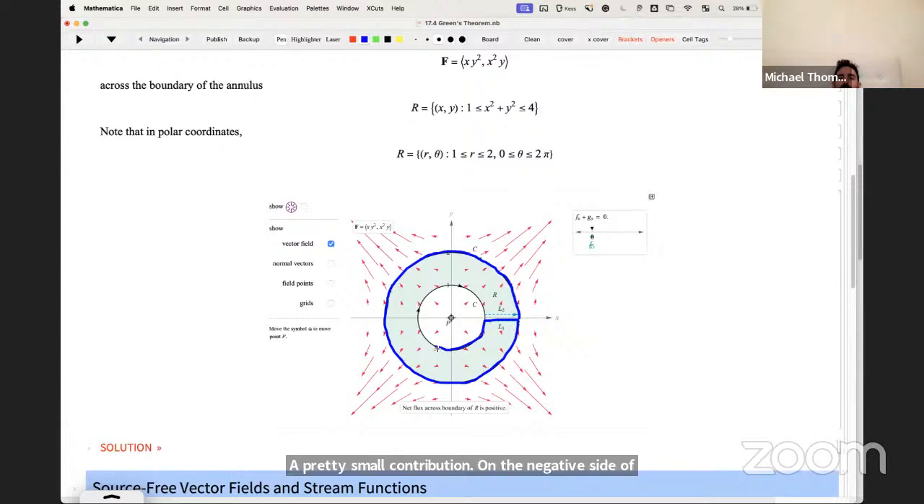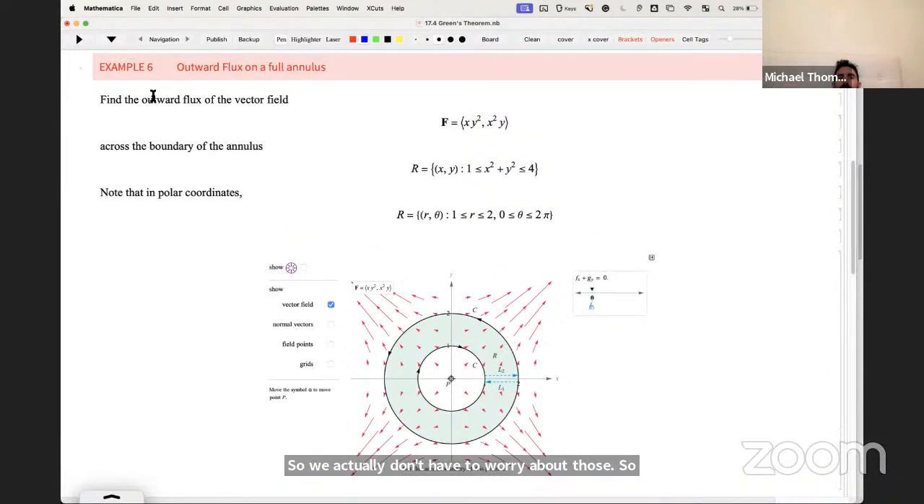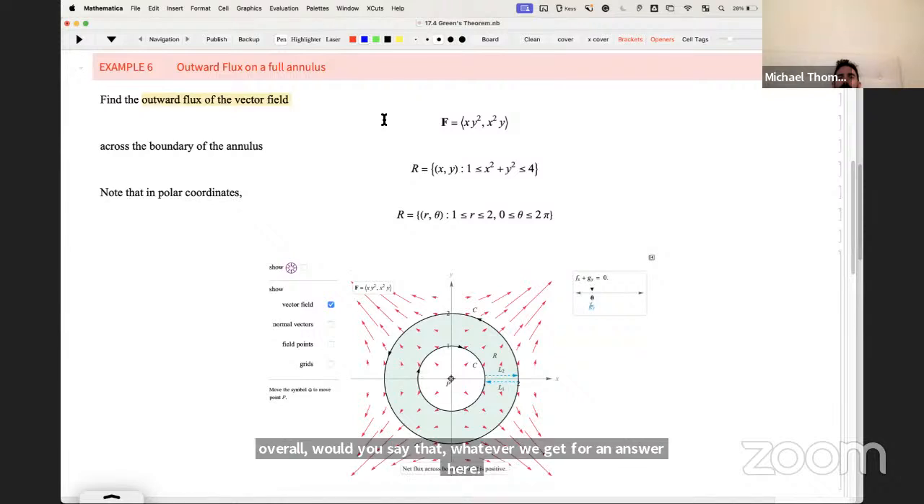Now, the vectors are pretty small though, so that's a pretty small contribution on the negative side of flux. And you'll notice as we move here, it looks like all of the flux is negative. All of the flux contributions are negative, except for maybe here and here where they zero out, but so we got some negative contribution to the flux. Not a lot though, the vectors are shorter. And then when we come back to where we started, we might have some contribution. But here's the thing, these two cancel each other out, the L1 and the L2, because they're just moving in opposite directions. So we actually don't have to worry about those. So overall, would you say that whatever we get for an answer here for the flux, would you say it should be positive or negative?